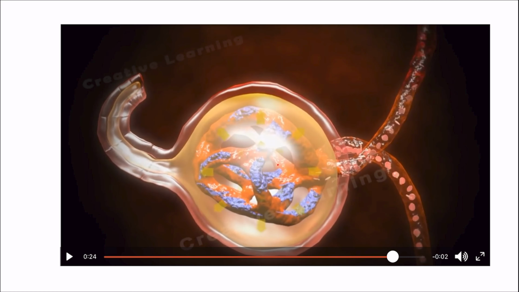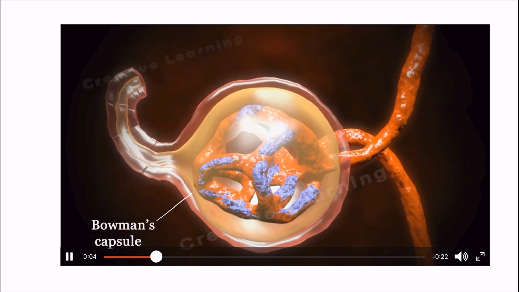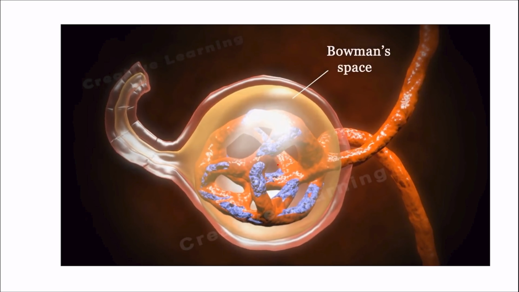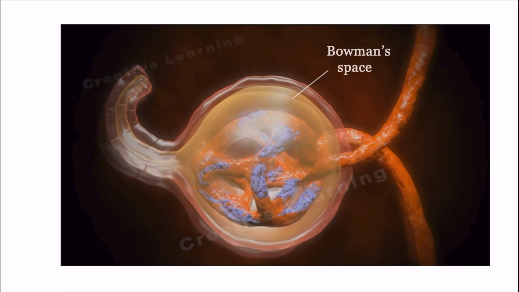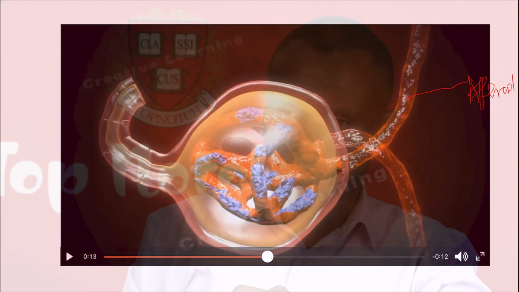What makes ultrafiltration possible in the glomerulus? One, this glomerulus comprises several, numerous capillaries. The branching of the afferent arteriole into several capillaries that form the glomerulus increases the surface area for ultrafiltration.